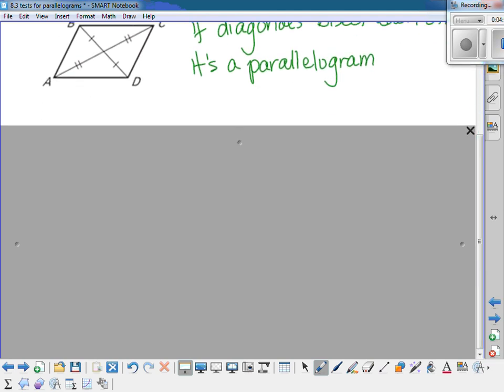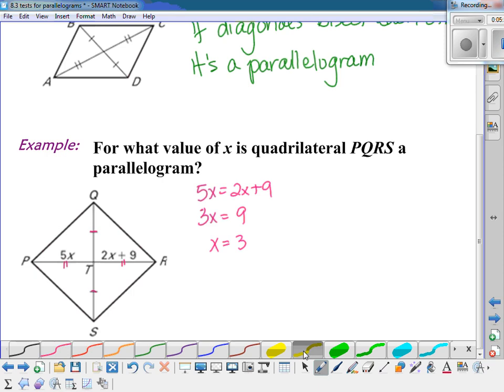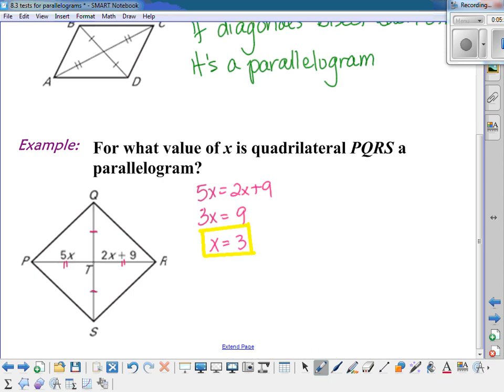So if we look at an example here, for what value of X is quadrilateral PQRS a parallelogram? Well, I know that diagonals would have to bisect each other in order for it to be a parallelogram. They've already marked one diagonal bisected, but that means that PT would have to be congruent to RT. And so that means that 5x would have to equal 2x plus 9. And so if we subtract 2x from both sides, we get 3x is equal to 9. And dividing by 3, x equals 3. So if x is equal to 3, then PQRS is a parallelogram.